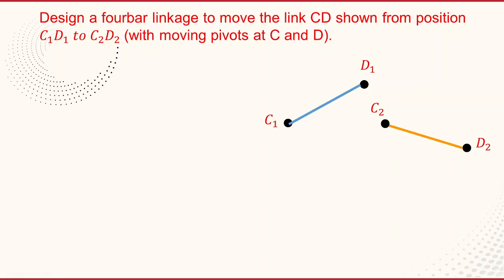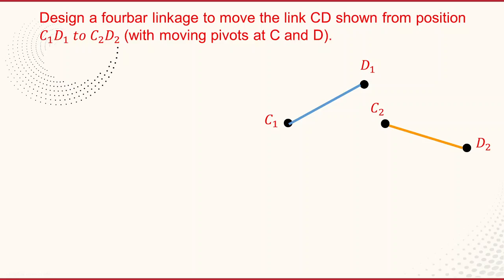So we want the link CD to move from C1 D1 to C2 D2. Now we can design a mechanism. What we can do is first locate the center of rotation of C1 D1 and C2 D2, to see how these links will move. Let us consider the C1 point. C1 point is moving from C1 to C2.